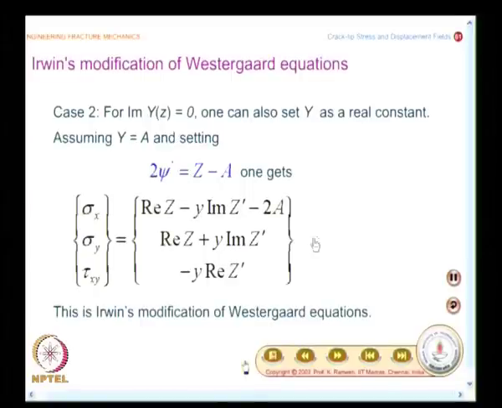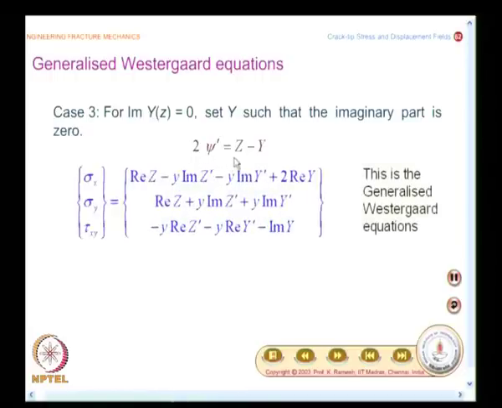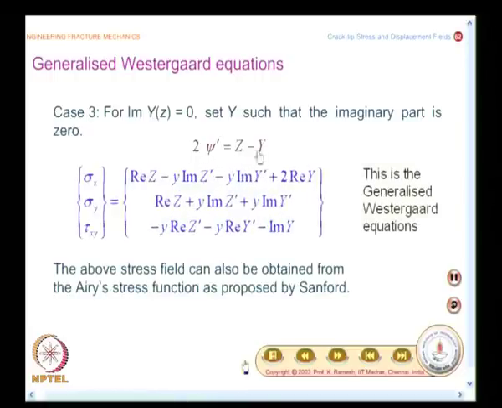So, what you will have to look at is, by going to Irwin's formulation, we are able to enlarge the zone of data collection in the experiment. And finally, what Sanford pointed out was, you have to ensure only the imaginary part of capital Y to be 0. If you set 2 xi prime equal to capital Z minus capital Y, you find the most general form of Westergaard equations, and this also models variation of fringe orders along the crack axis.